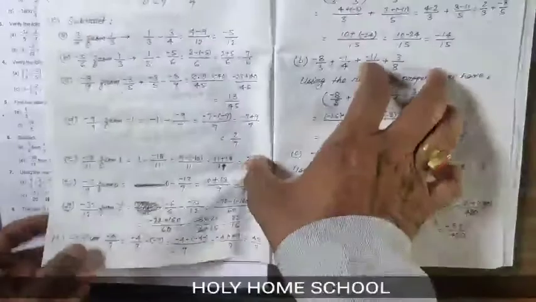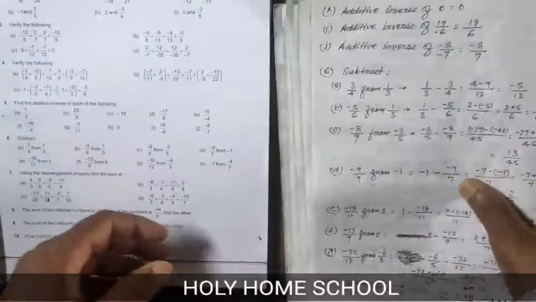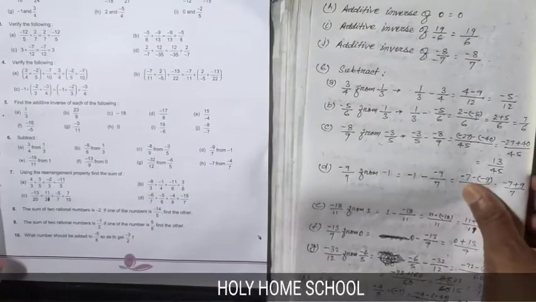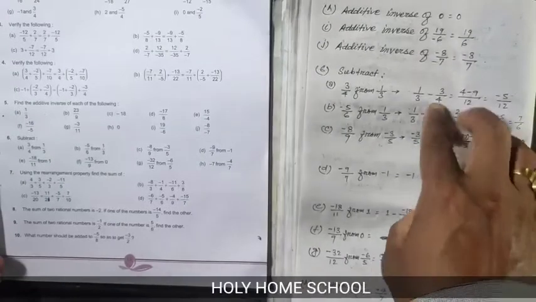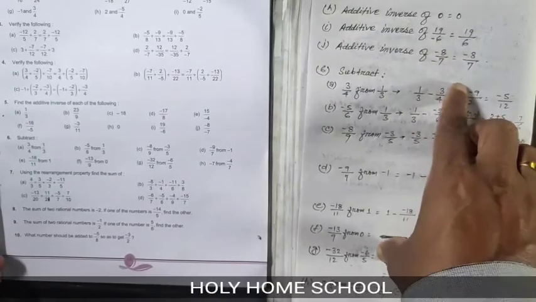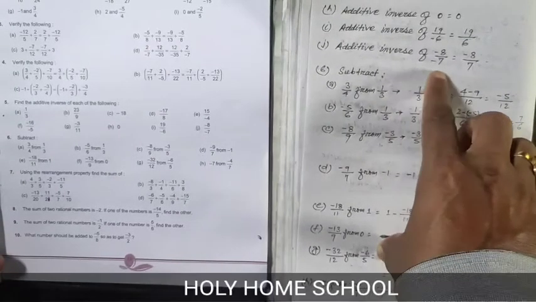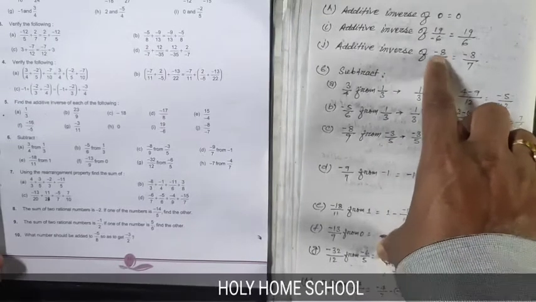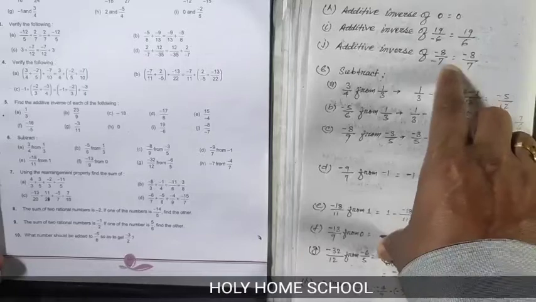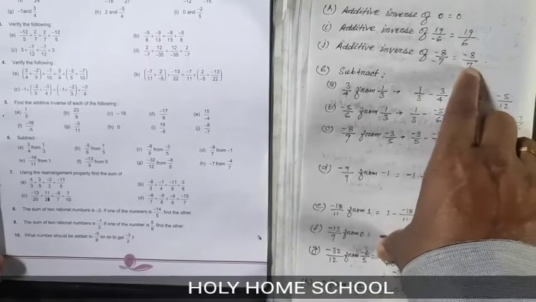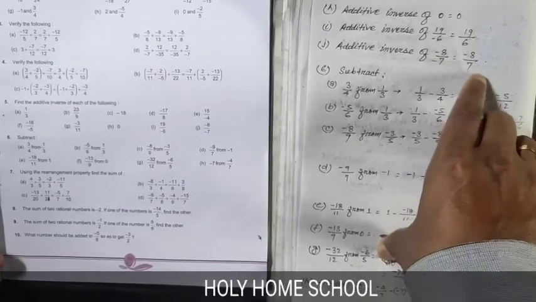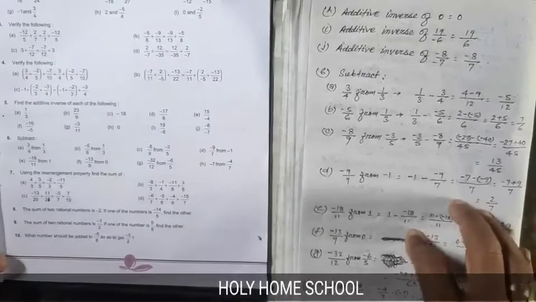So the additive inverse of 0 equal to 0. Additive inverse of 19 by minus 6 equal to 19 by 6. Additive inverse of minus 8 by minus 7. Observe, minus minus is plus, so this is positive and the additive inverse for this number will be minus 8 by 7.